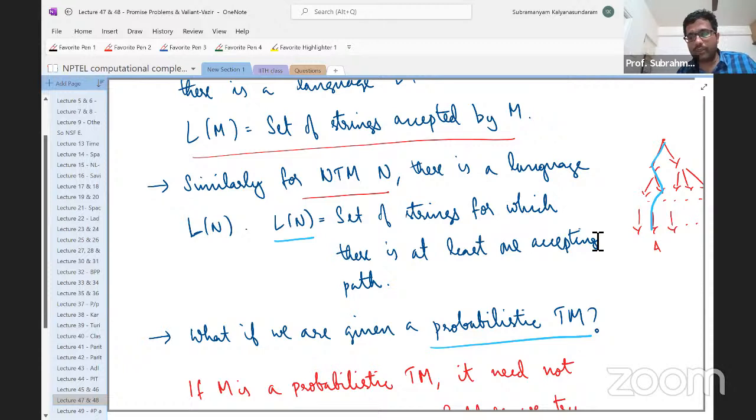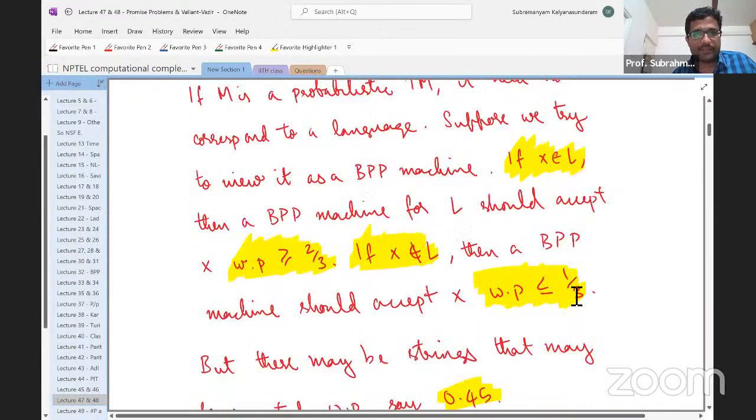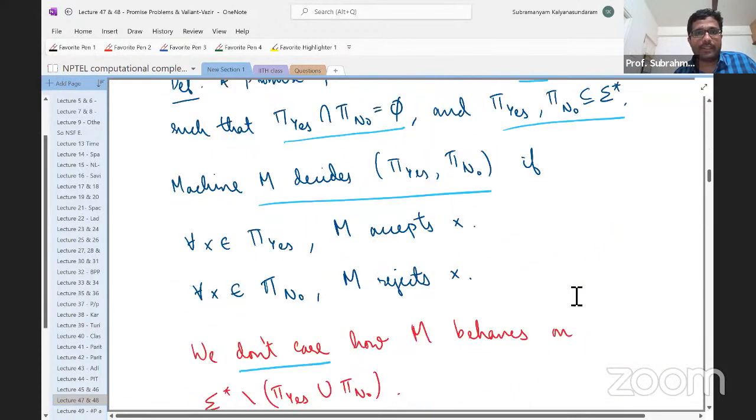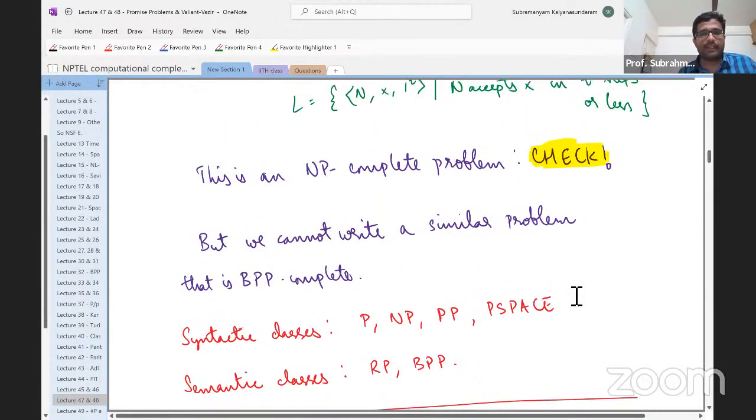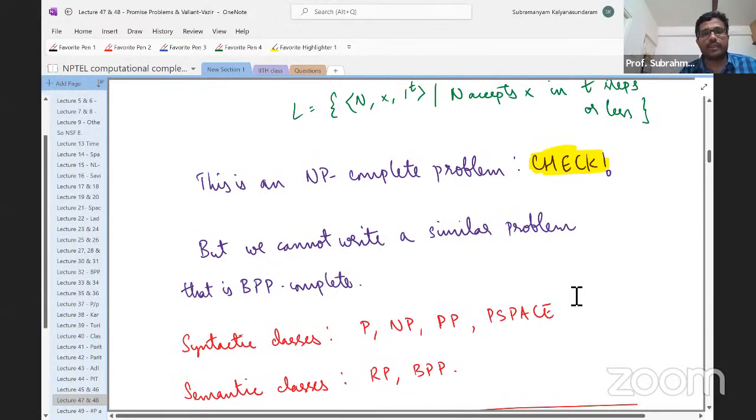Now, given a probabilistic Turing machine, it's not clear what is the language associated with it, simply because ideally I want a string to be either accepted with probability at least 2/3 or at most 1/3. I don't want this gap. So given a probabilistic Turing machine, it may not be associated with a language in this manner. This is what is called a semantic class. So BPP is not a syntactic class. That's why it's called a semantic class, because given a Turing machine, even a probabilistic Turing machine, it's not clear whether there is a language associated with it.